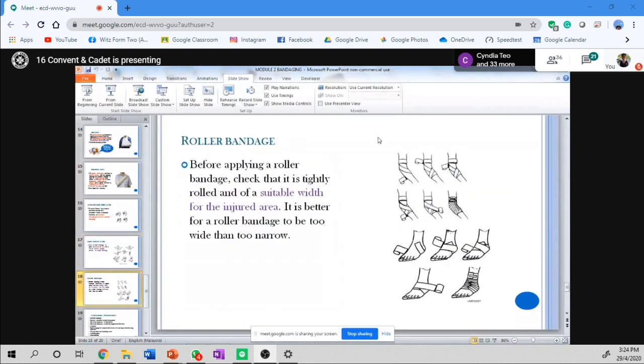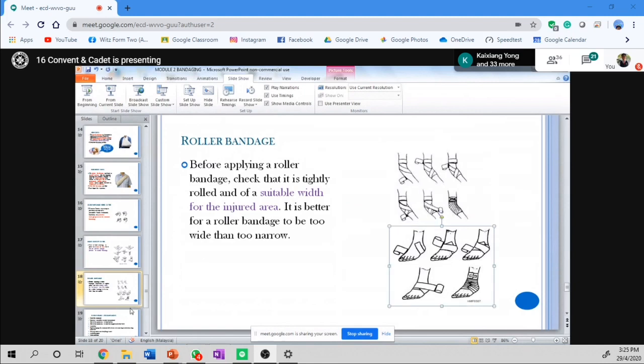Then the next, roller bandage. Like what I mentioned just now, the roller bandage is something like this. For the injured area, like your hand or fingers, you have to use 2.5 cm roller bandage. Different parts of the body have different sizes of bandage. Normally the roller bandage is quite easy to use compared to triangular bandage when you want to treat a wound of the hand or leg, as you can see here.